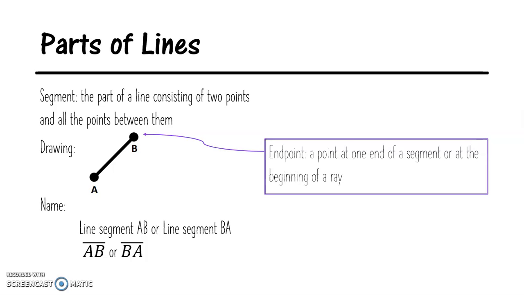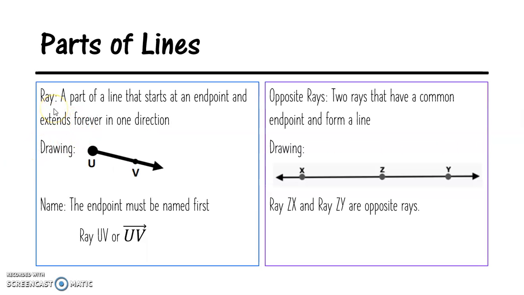Let's look at the next part of a line. We have a ray next, a part of a line that starts at an endpoint and extends forever in one direction. That means that this is the end point, and then we have an arrow going in the other direction through the other point here. Now, when you name this, it's really important to note which one is the end point because you have to list that letter first. So we have ray UV, or you can use the symbol for ray. Notice it's almost like the line symbol, but there's no arrow here because that's an end point. So it's ray UV. Again, the U has to come first because that's the end point.